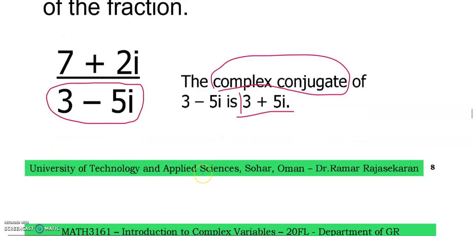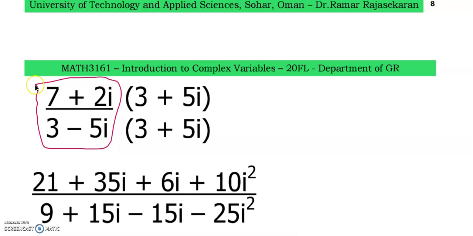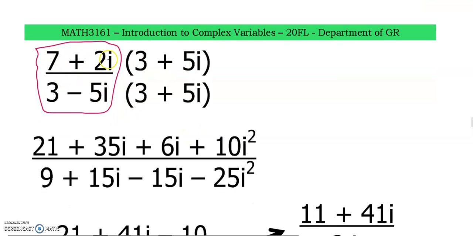So what we have to do now, 7 plus 2i divided by 3 minus 5i. This is the given question. Now to divide this, you multiply the numerator and denominator by the complex conjugate. You see here, in the numerator I am multiplying 3 plus 5i. In the denominator I am multiplying 3 plus 5i. So next I am going to multiply 7 plus 2i with this. So these two you multiply, 7 plus 2i multiplied with 3 plus 5i, in the numerator.